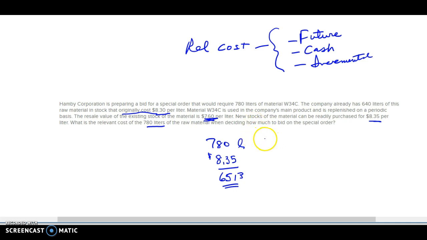Okay, here's our analysis of this question. We're going to use the $8.35 per liter number because that is a future cost. New stock can be readily purchased for $8.35, despite the fact that we have cost in there of $8.30 and the resale value of the existing is $7.60. That really doesn't matter. That's not relevant for us. We're going to focus on the future cash cost of the product. So 780 liters times $8.35 per liter is a total relevant cost of $6,513. Think about that one for a minute and we'll do another one.